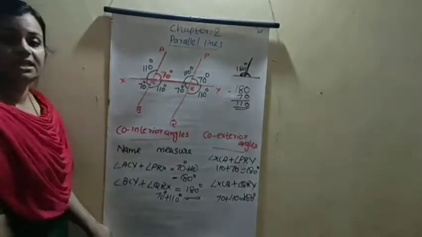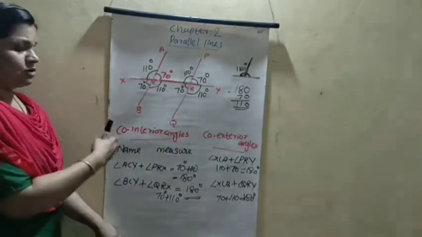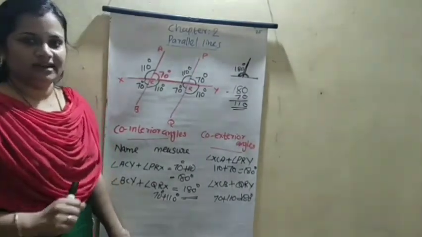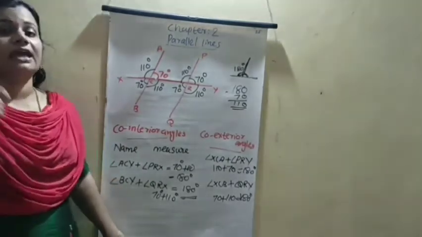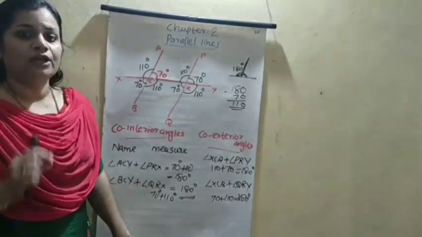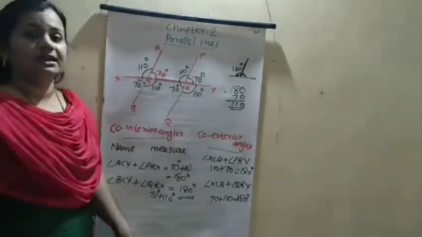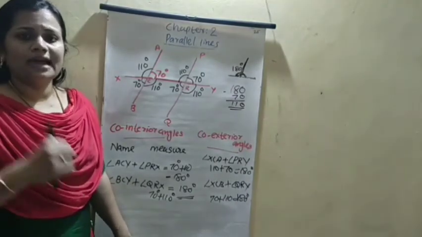These are the co-exterior angles, and these are the co-interior angles. Understand? Similar questions are given on page number 27 of your textbook. Take page number 27 and do that problem. Find the co-interior angles and the co-exterior angles.